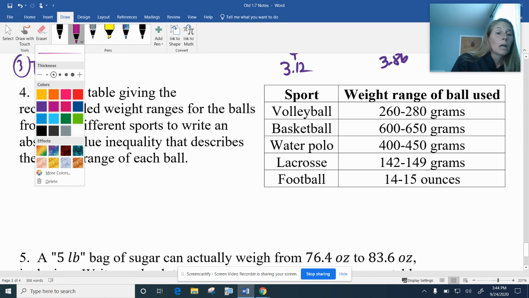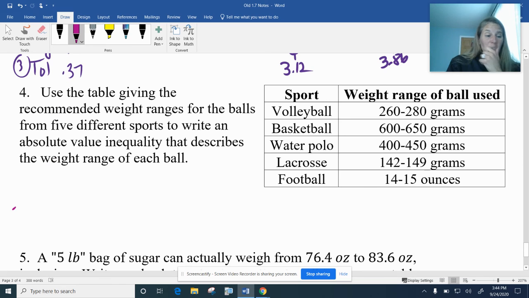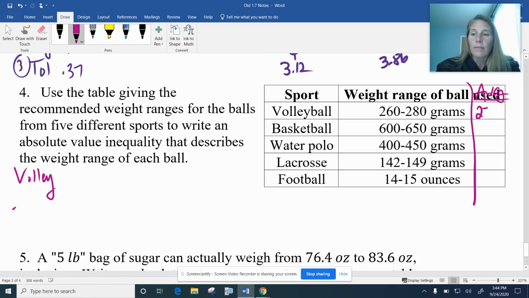So taking a look here, let's see. So for each sport, so for volleyball, okay, so these are the ranges, right? So we might want to know what are the averages, and we're going to write that over here. So my average here would be 270. For 600 to 650, my average would be 625. My average for the water polo would be 425. For lacrosse, it would be 145.5. And for football, it would be 14.5.